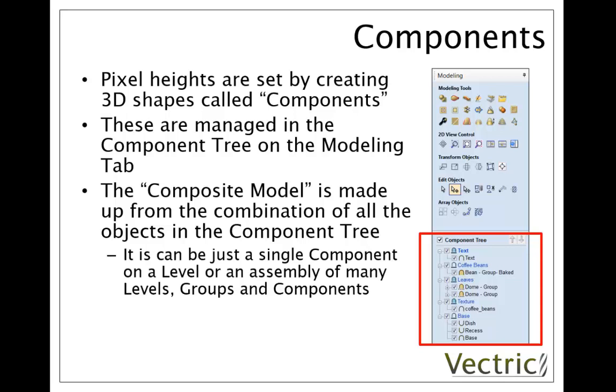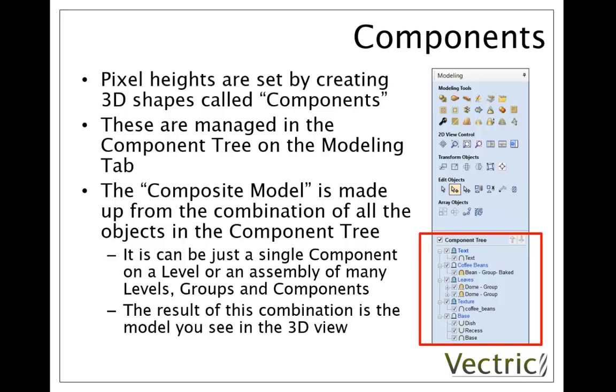Now that model could be just a single component on a level, or as you can see here, it could be an assembly of many components and groups on levels which are combining. The result of this, as I say, is what you see in the 3D view. Again, it's very important to reiterate that the combination of all these things acting together gives us that 3D object, and that's the thing that we're going to machine.